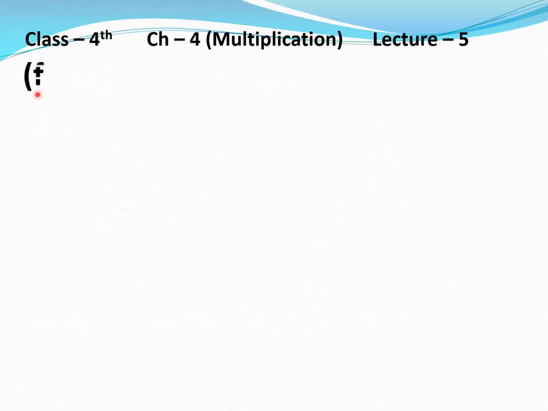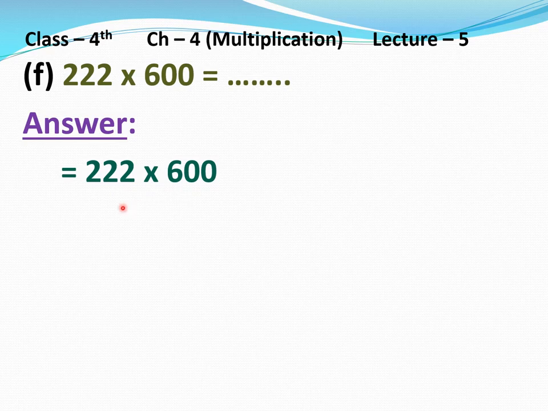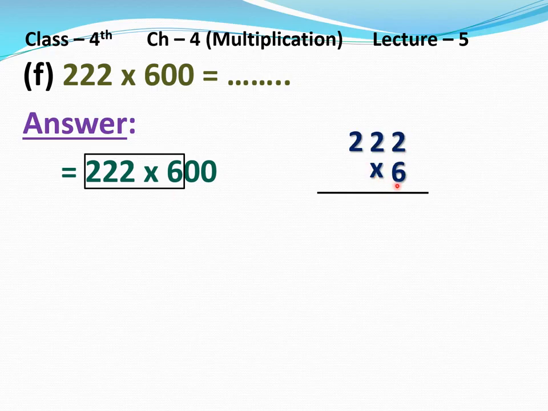Now F part. 222 multiply 600 equal to dash. Answer equal to 222 multiply 600. First multiply 222 by 6 and then place 2 zeros to the right side of the product. Multiply 222 multiply 6. See, 6 2s are 12, write 2 here and 1 carry. 6 2s are 12 plus 1, 13, write 3 here and 1 carry. 6 2s are 12 plus 1, 13, write 13 here. 222 multiply 6 equal to 1,332 and then place 2 zeros to the right side of the product.